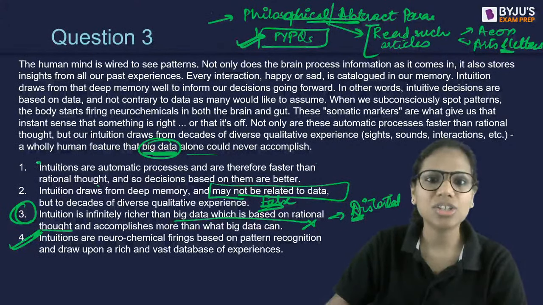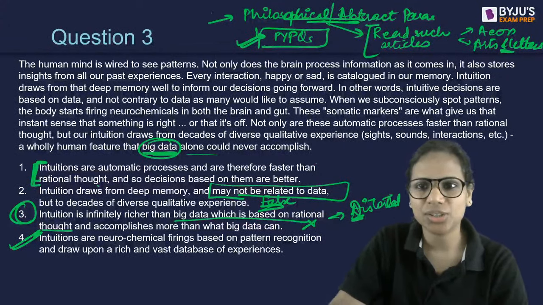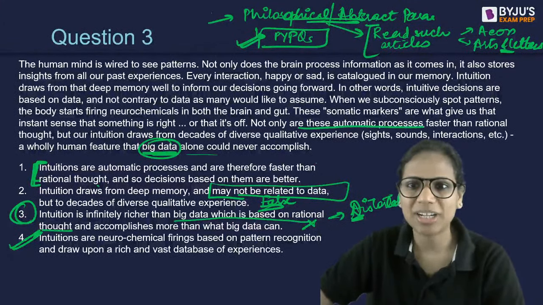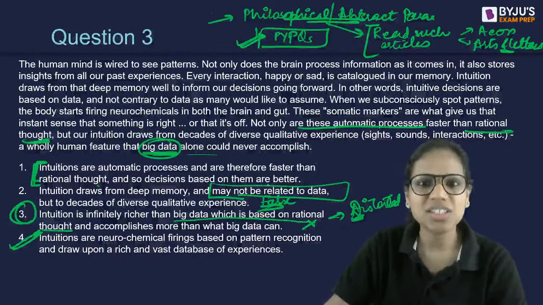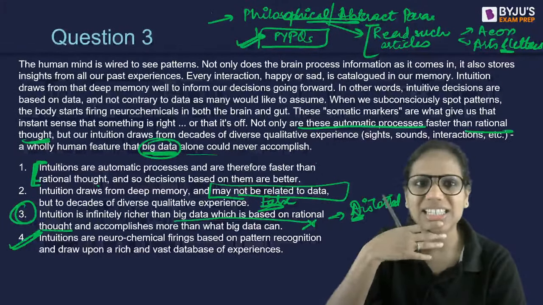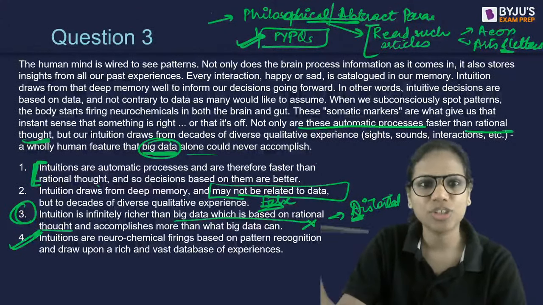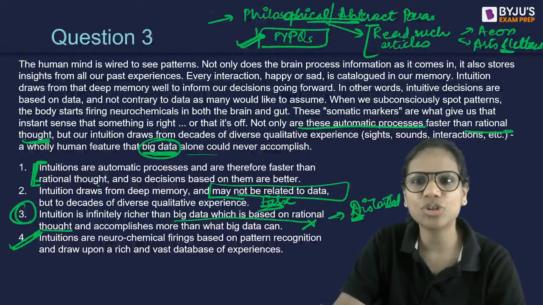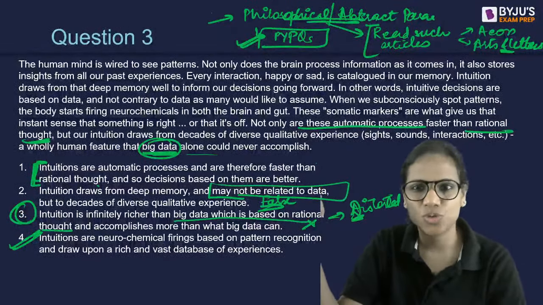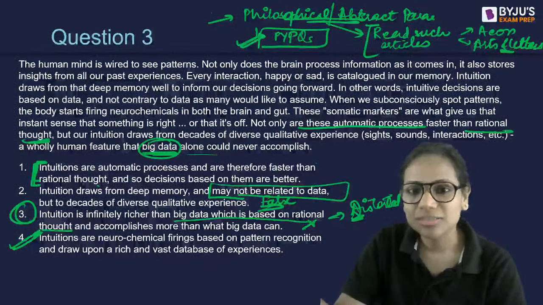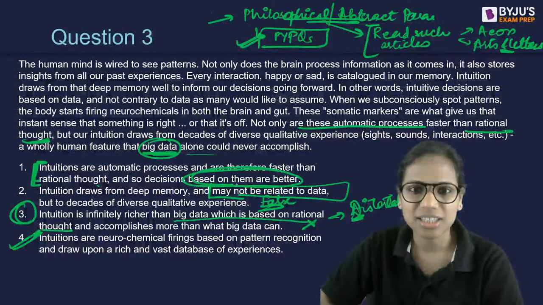Now, while it's not completely incorrect here, we see that, okay, they are automatic processes. Yes, they are faster than rational thought, right? Now, decisions based on them are better. Is this given that decisions based on them are better? We have just been told that those decisions are also based on data, right? We spot patterns and then we take a decision. But better, not given to us. So when it is not given to us, no.